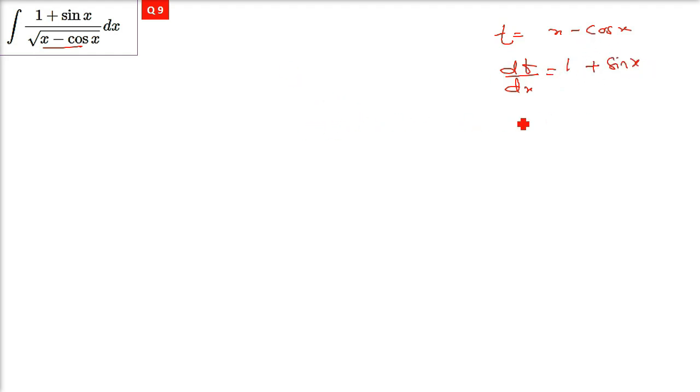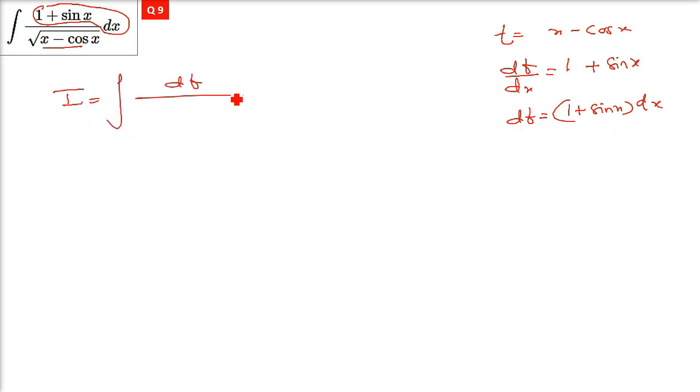That's what you have in the numerator. So dt will be equal to (1 plus sine x) dx. So what do you get from here? (1 plus sine x) dx is dt. The basic thing is to get the numerator from the denominator, or from the denominator we can get the numerator, or vice versa. So here we have taken the denominator, got the numerator.